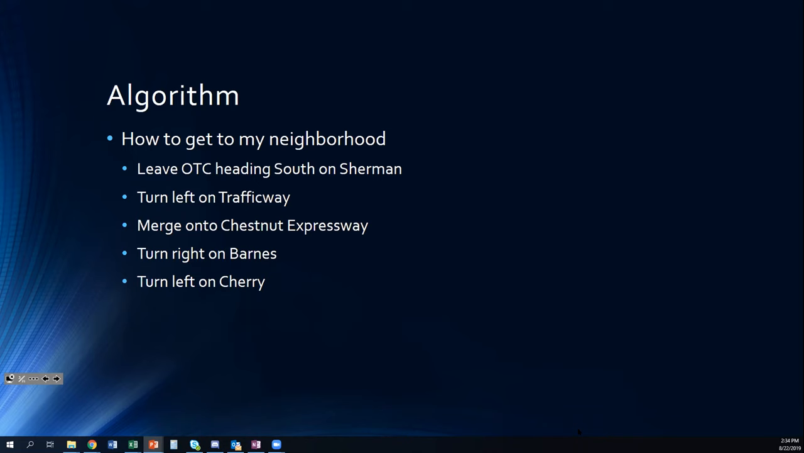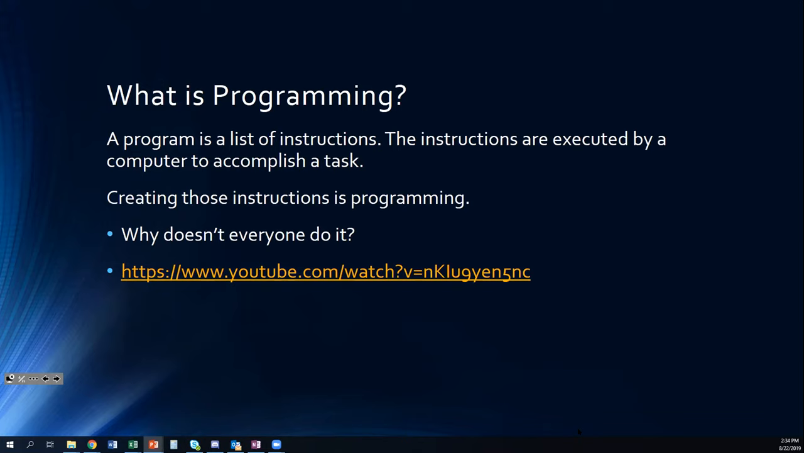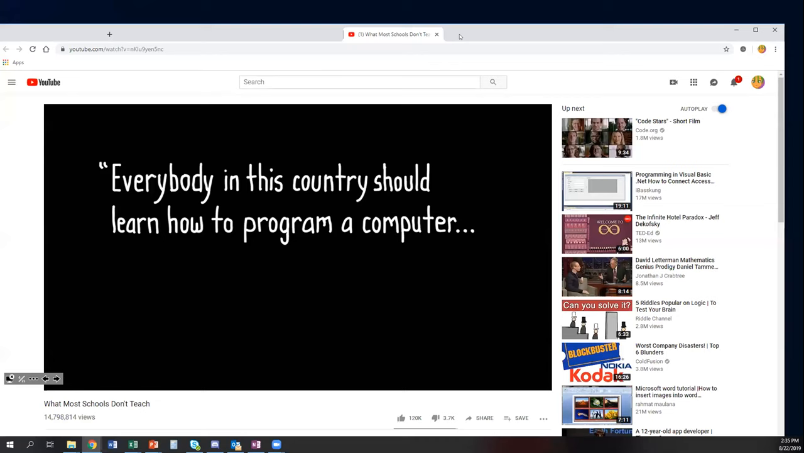Okay, so a program is just a list of instructions. And when we create those instructions, we're programming, right? That's all there is to it. We're just writing the instructions for the system to follow. So it's pretty easy. Why doesn't everyone do it? Let's check. This video is getting a little old, but I'd still like for you to see it. Now, let's see if I can get some volume.